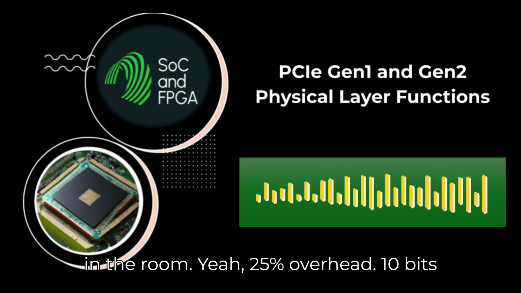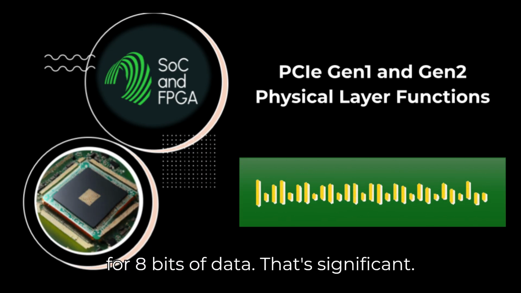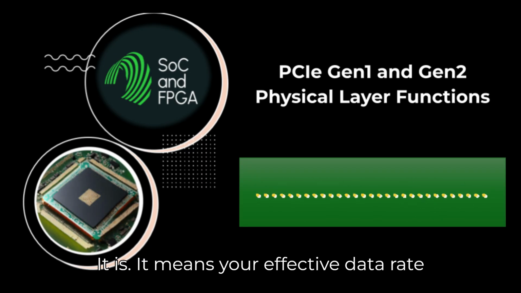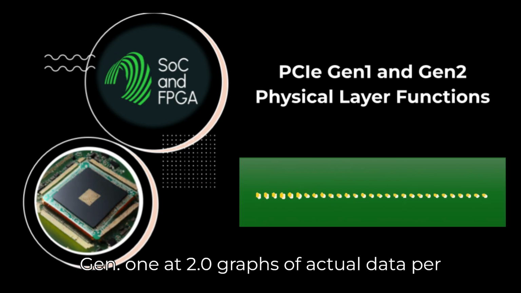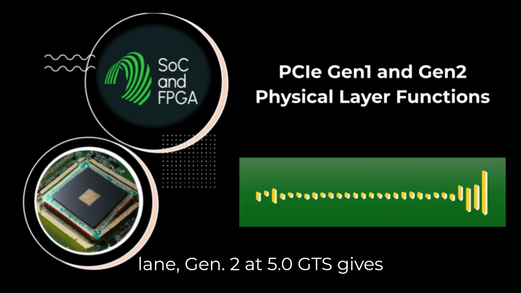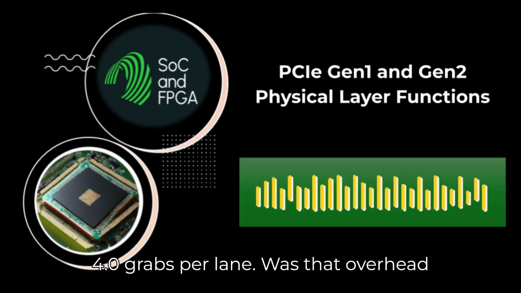Okay, the big elephant in the room. Yeah. 25% overhead. 10 bits for 8 bits of data. That's significant. It is. It means your effective data rate is only 80% of the raw signaling rate. So Gen 1 at 2.5 GT/s gives 2.0 Gbps of actual data per lane, Gen 2 at 5.0 GT/s gives 4.0 Gbps per lane. Was that overhead worth it?